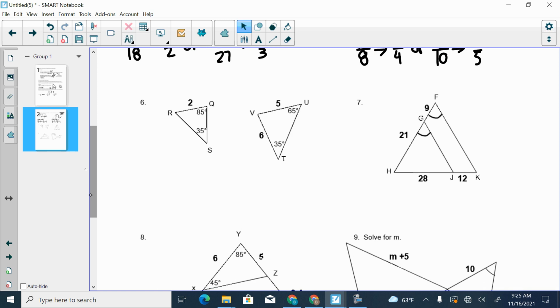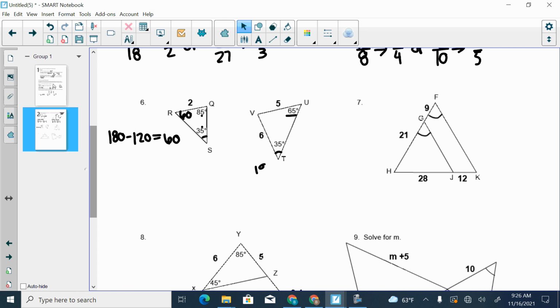Alright, same idea here on number 6. We're going to have to prove that we've got some congruent angles, because right now the only congruent angle we have is the 35. Okay, so let's do that here in our first figure. If I add these two angles together, then I'm going to get 120. So I'd have 180 minus 120, which is 60 degrees. So this angle has to be 60 degrees, which does not match up with what we have over here.